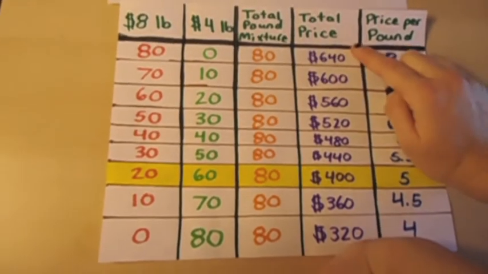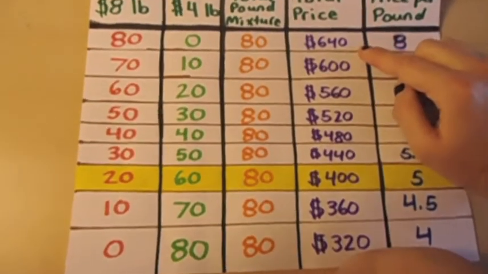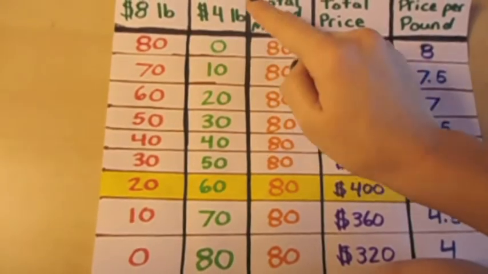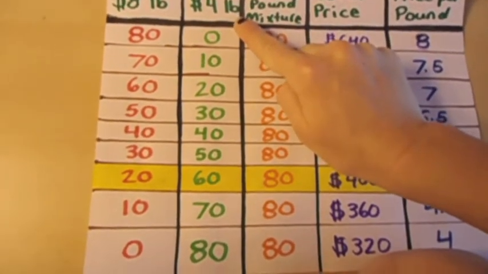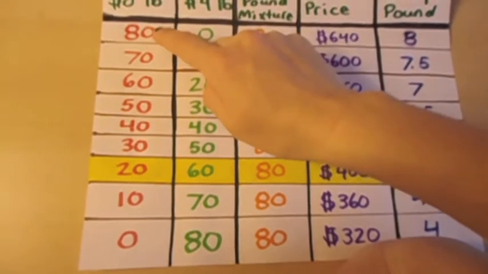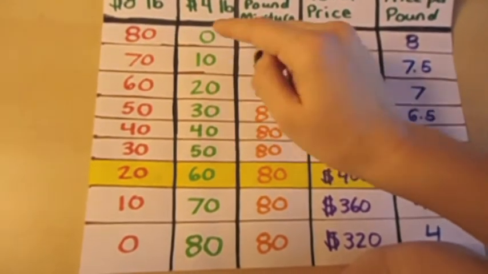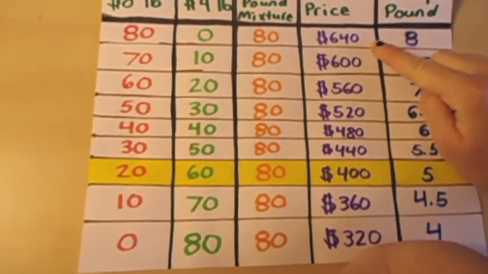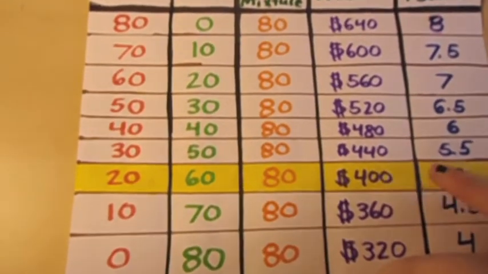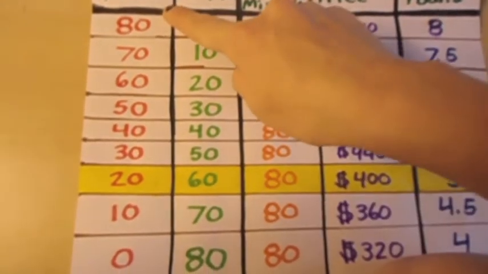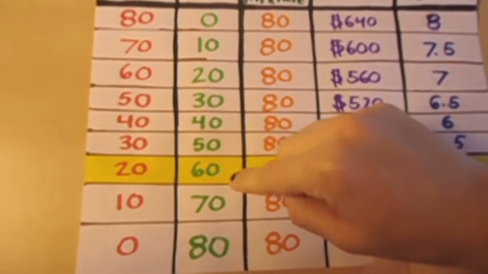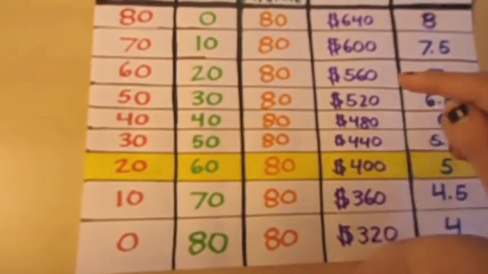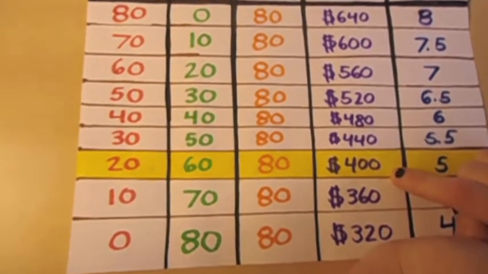So the next column is the total price. This can be found by taking the 80 times the 8, and then you add that to the 0 times the 4. So in this case, you'd get 80 times 8, which is 640, plus the 0 times 4, which is 0, and you get 640. Similarly, down here, if you take the 20 and multiply it by the 8, and then add it to the 60 multiplied by the 4, you get 160 plus 240, which equals 400.